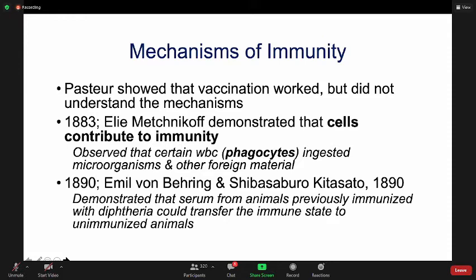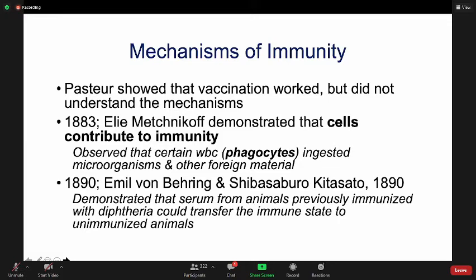So what is it in the immune system that is working, and how does it work exactly? What are the mechanisms of immunity? As much as Louis Pasteur was able to show that vaccination worked, he couldn't really define what it is that is working, okay? So there's a German scientist who was later able to demonstrate that it is cells. There are some cells in the body that are actually responsible for immunity, and he was able to observe them under the microscope, rudimentary microscopy back then, and he was able to see these cells ingesting microorganisms and other foreign material, which is what we call phagocytosis.